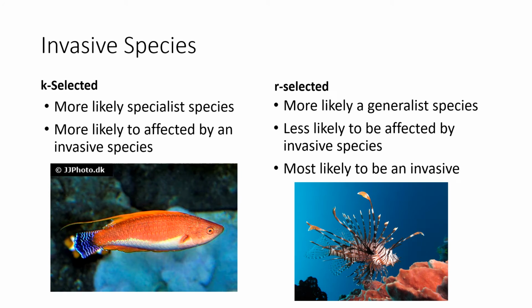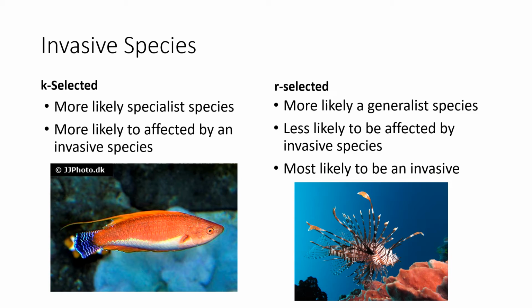And the way that they are affected by invasive species are different as well because of their life strategies. So because K-selected species are more likely to be specialists, they're more likely to be affected by an invasive species, whereas R-selected strategists are more generalists, and so they're less likely to be affected by an invasive species, and in fact they tend to be more likely to actually be one, because invasive species are generalists because they're using resources that they didn't have in their native environment.